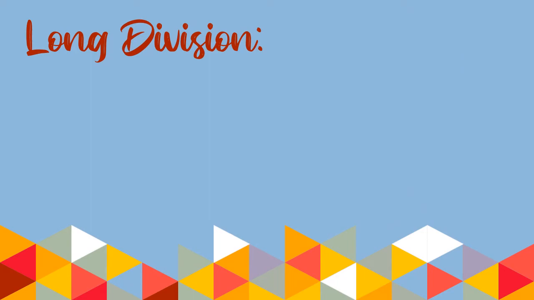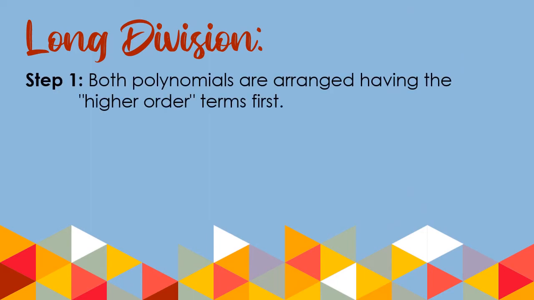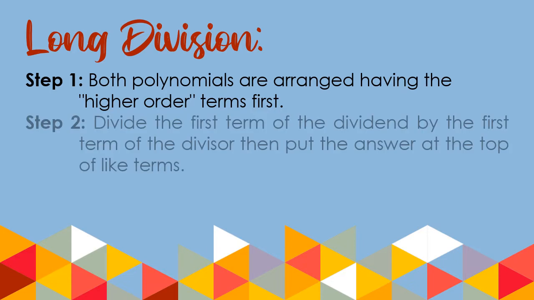Here are the steps in dividing polynomial functions using long division. Step 1 is to arrange both polynomials according to the exponents, or both polynomials are arranged having the higher order terms first. Meaning, we have to arrange the terms according to the value of the exponent, from highest to lowest.